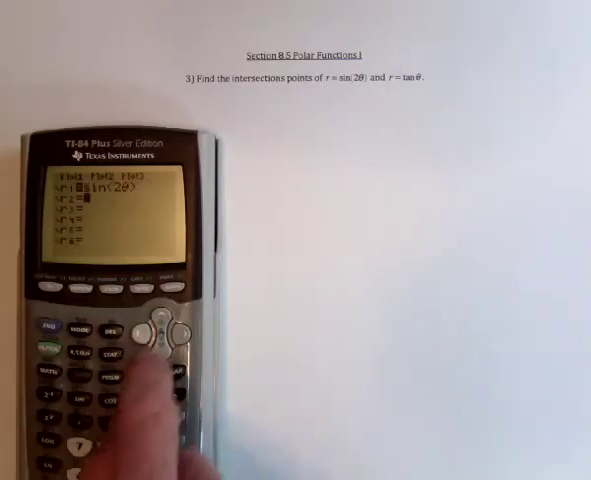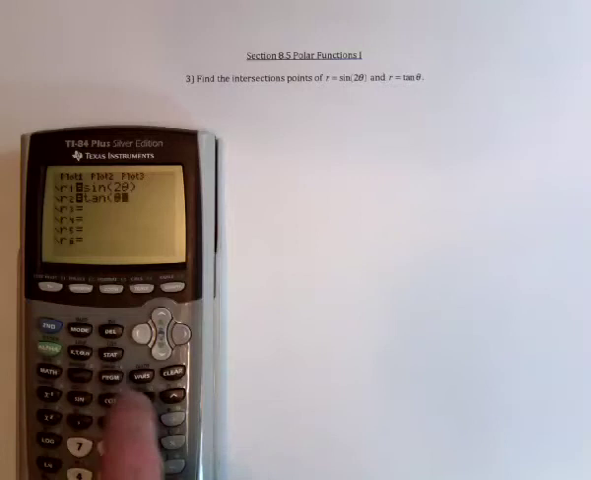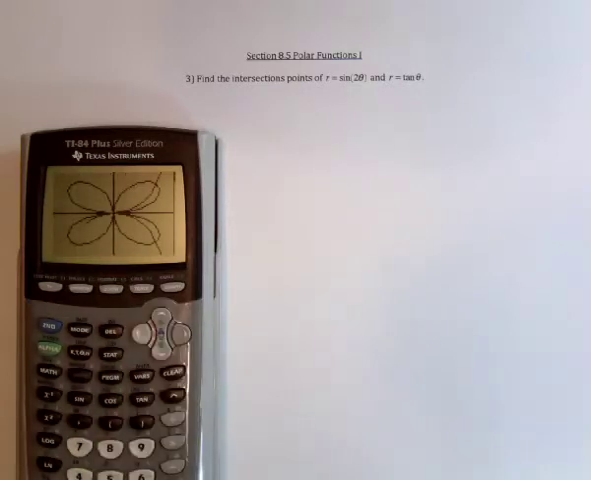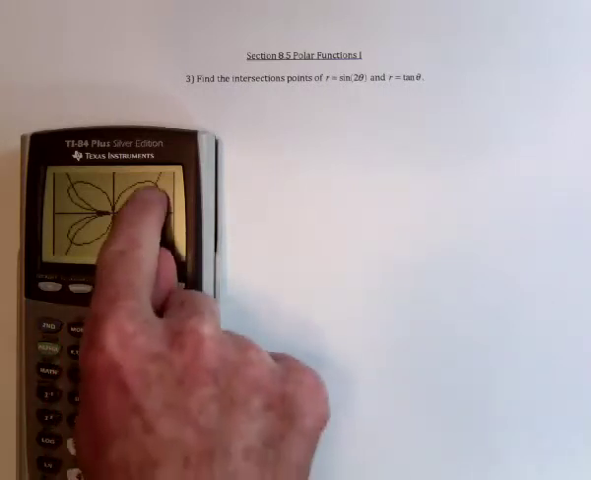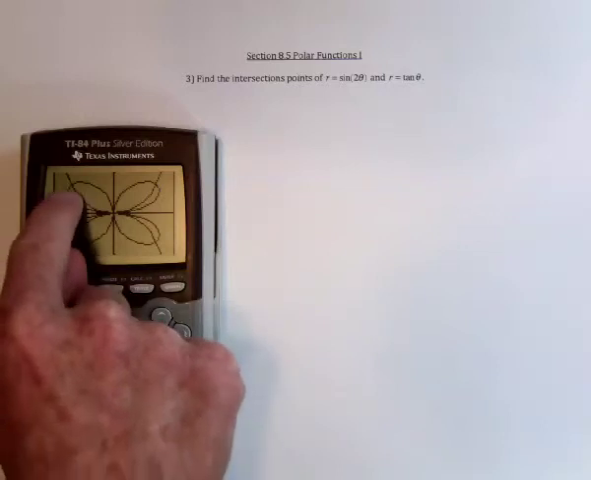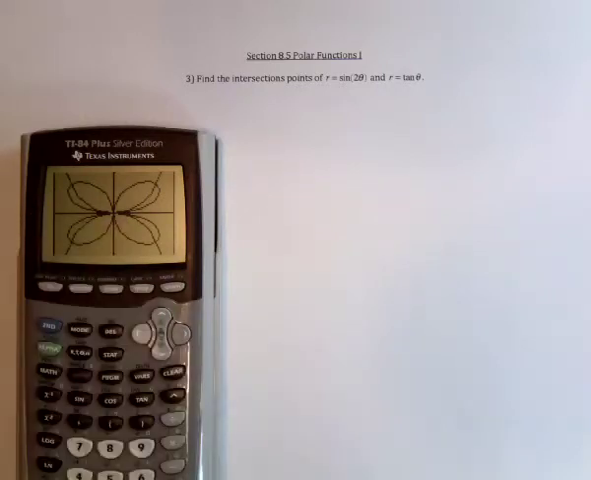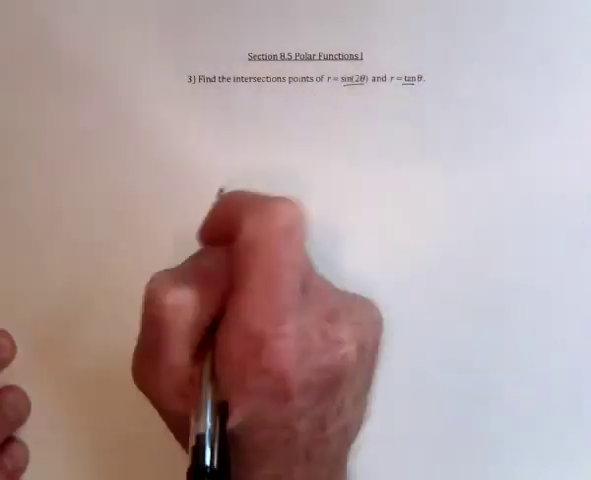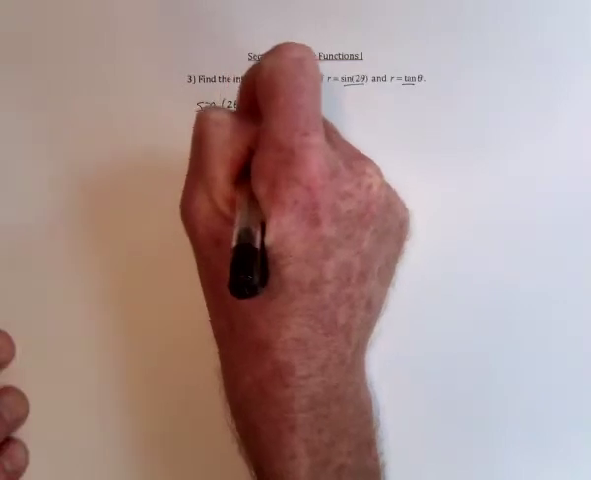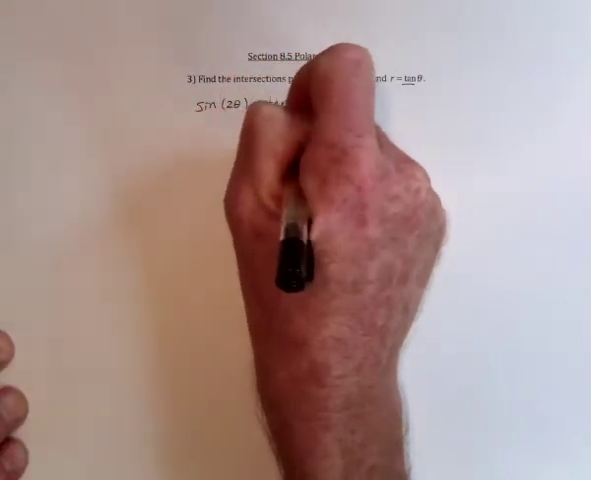And then when does that intersect with tangent? So it seems that there's probably five intersection points. These out here on the edges, and then they both look to be going through the origin. So it looks like we've got 5 intersection points. Let's see. So when are these two functions equal to each other? So when does sine of 2 theta equal tangent of theta?